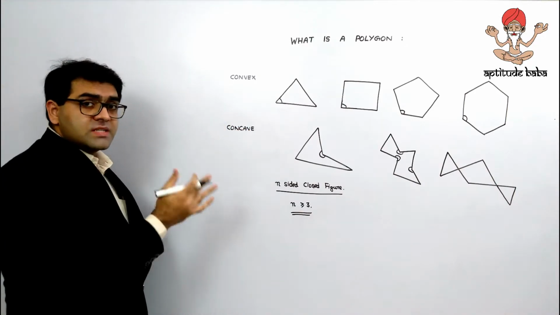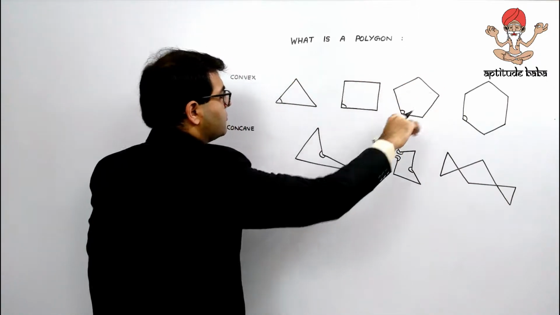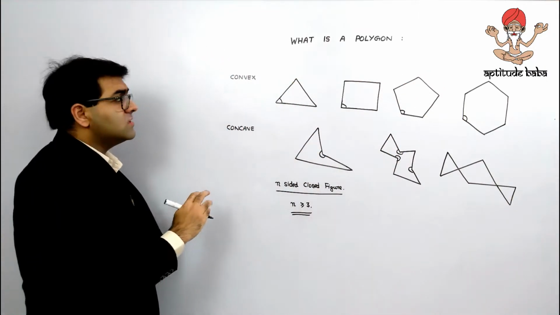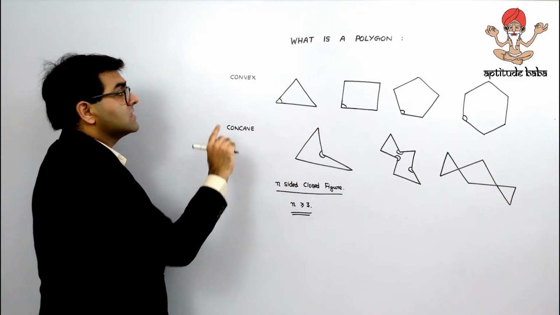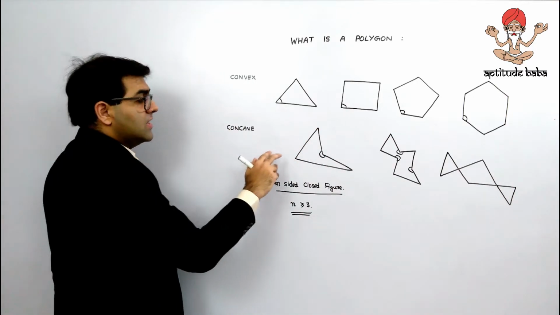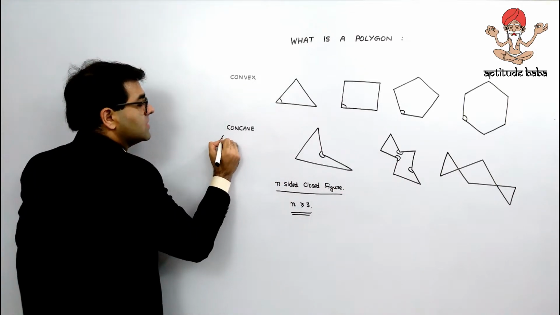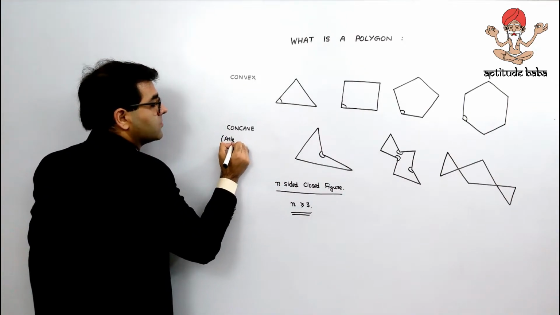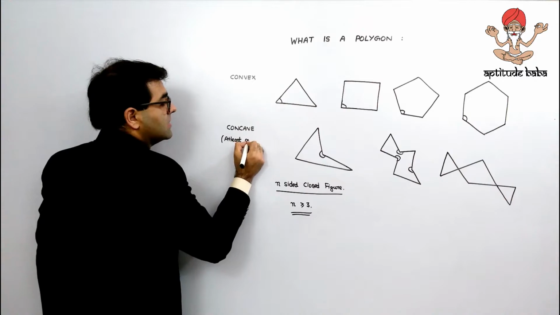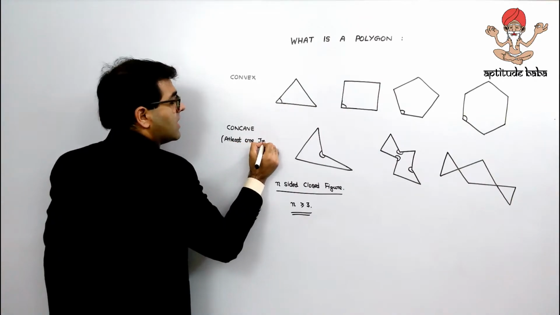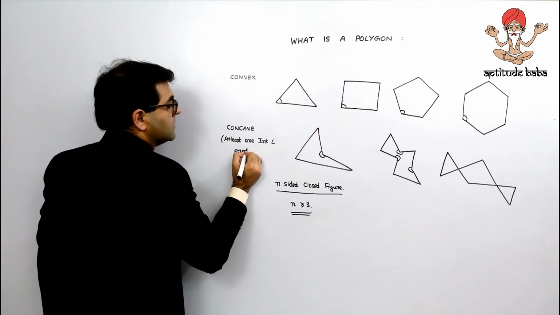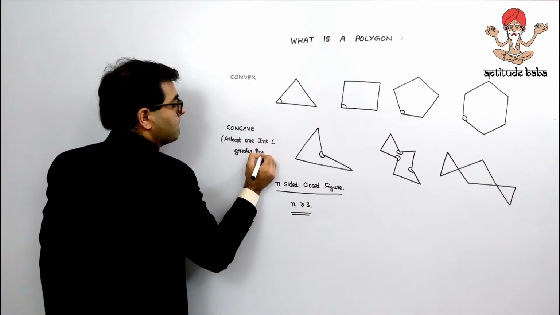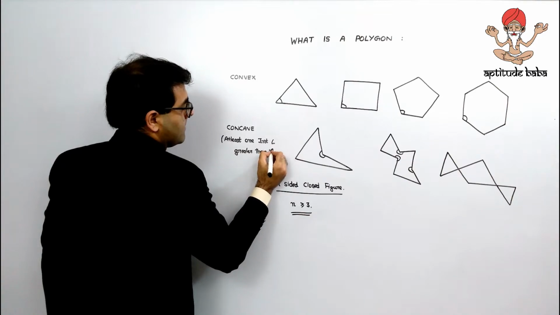So what's the basic difference between these kind of polygons and these kind of polygons? In the first category of polygons, all the interior angles are less than 180. लेकिन concave polygons में there is at least one angle, at least one interior angle which is greater than 180.